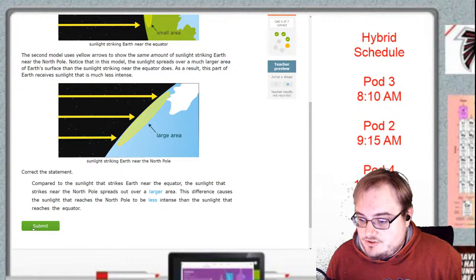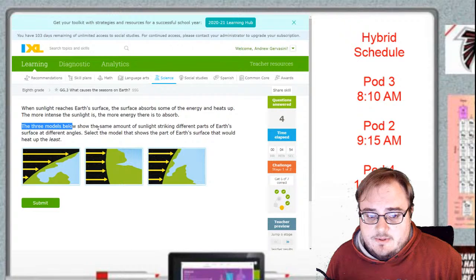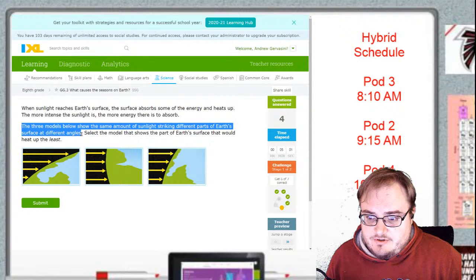Sure. When sunlight reaches Earth's surface, the surface absorbs some of the energy and heats up. The more intense the sunlight is, the more energy there is to absorb. The three models below show the same amount of sunlight striking different parts of the Earth's surface at different angles. So we have indirect, a little more indirect, and then in the middle we have direct. Select the model that shows part of the Earth's surface that would heat up the least. So which one's getting the least amount of power? So which is showing Earth having light that's spreading over the larger space, the larger area? It'd be that one.